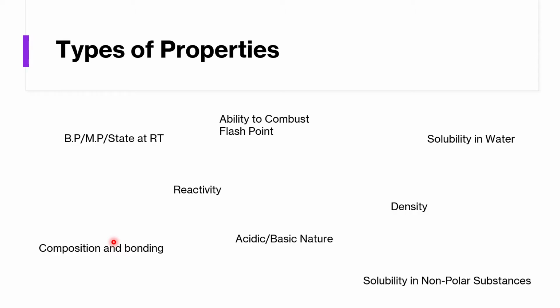We can also distinguish, measure, and classify organic chemicals by their solubility in water, as well as their solubility in any other solvent, in particular organic solvents as well. We can look at their density and, as I said before, their solubility in non-polar substances. Primarily in this course, we're going to be focusing on boiling point, melting point, and resultant state at room temperature, and as well looking at solubility in water.